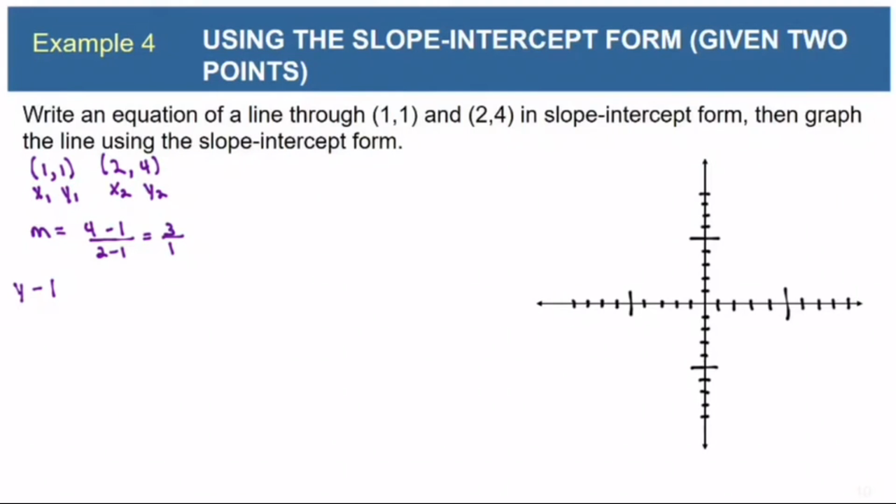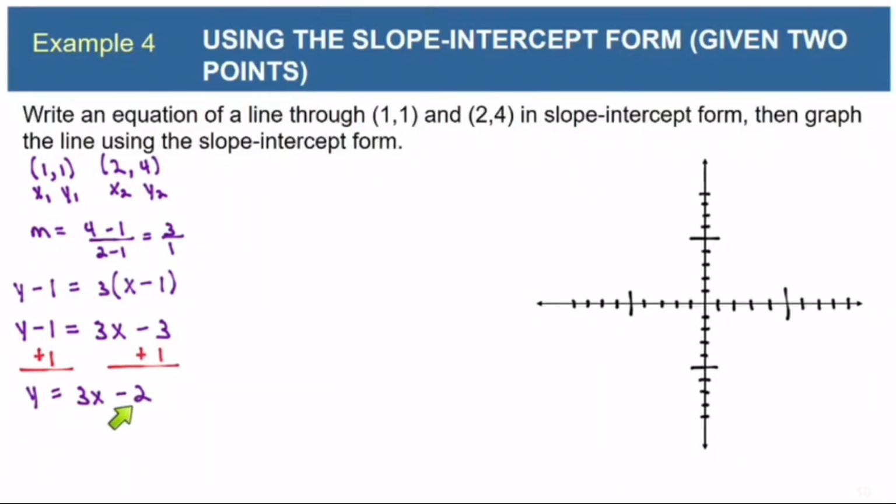And now in our point-slope formula, I'm going to use the point (1, 1). So y minus the y that we know equals m times x minus the x that we know. We'll go ahead and distribute that 3. And now we'll add 1 to both sides. That's going to give us y equals 3x minus 2. Now this is slope-intercept form, because I can see that the slope is 3, and I can see that the y-intercept is negative 2.